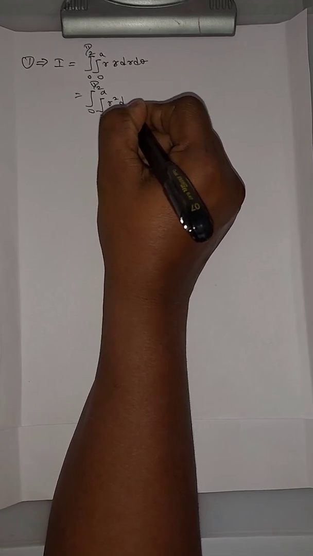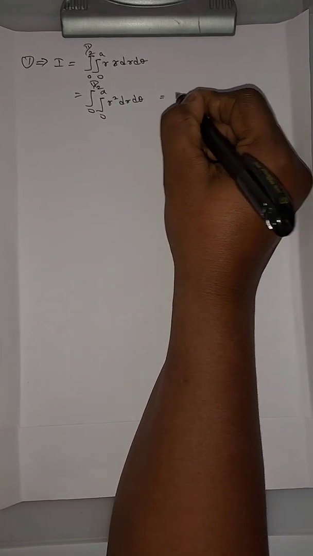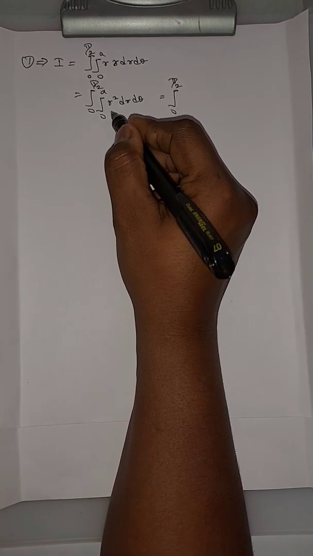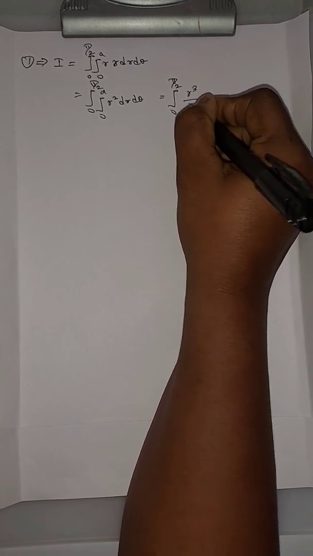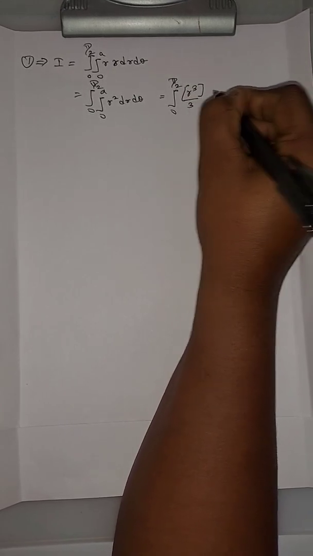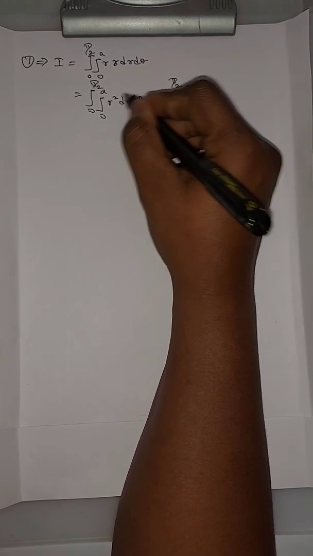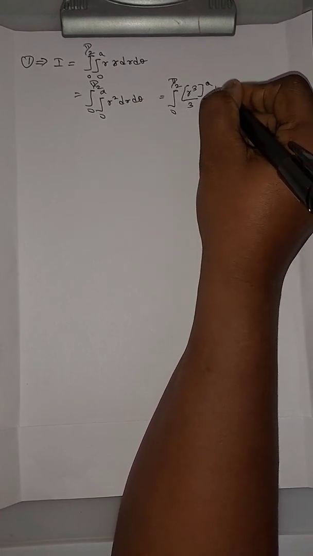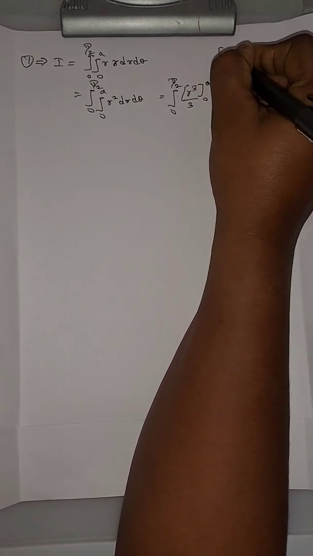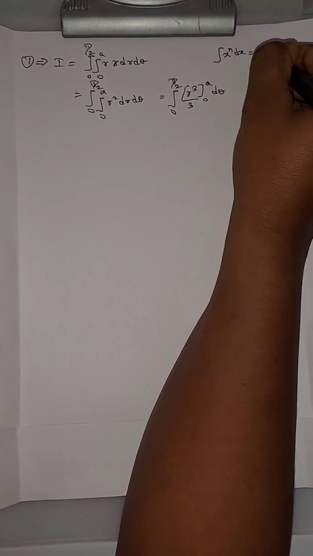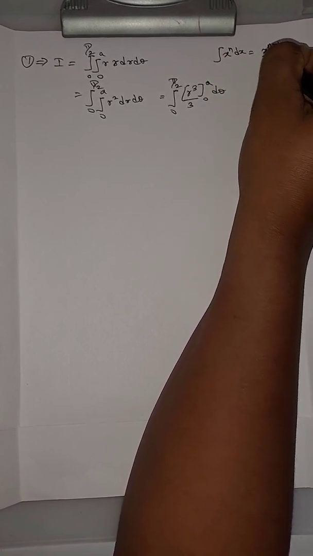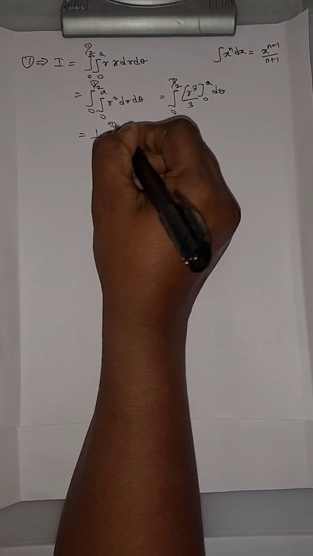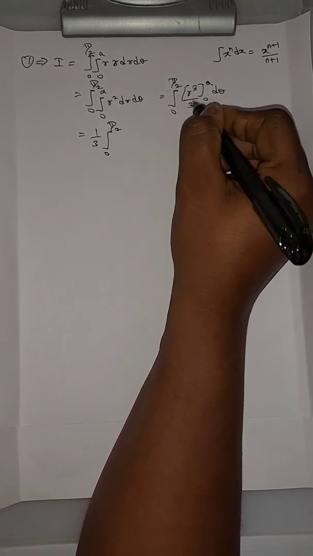This is r square dr d theta, which is equal to the integral 0 to pi by 2 of r square. The integration of r square is r cube by 3, with limits 0 to a, and d theta left out. Because we know that the integration of x power n dx is given by x power n plus 1 by n plus 1. This is equal to 1 by 3 integral 0 to pi by 2. I have taken this constant 1 by 3 outside.